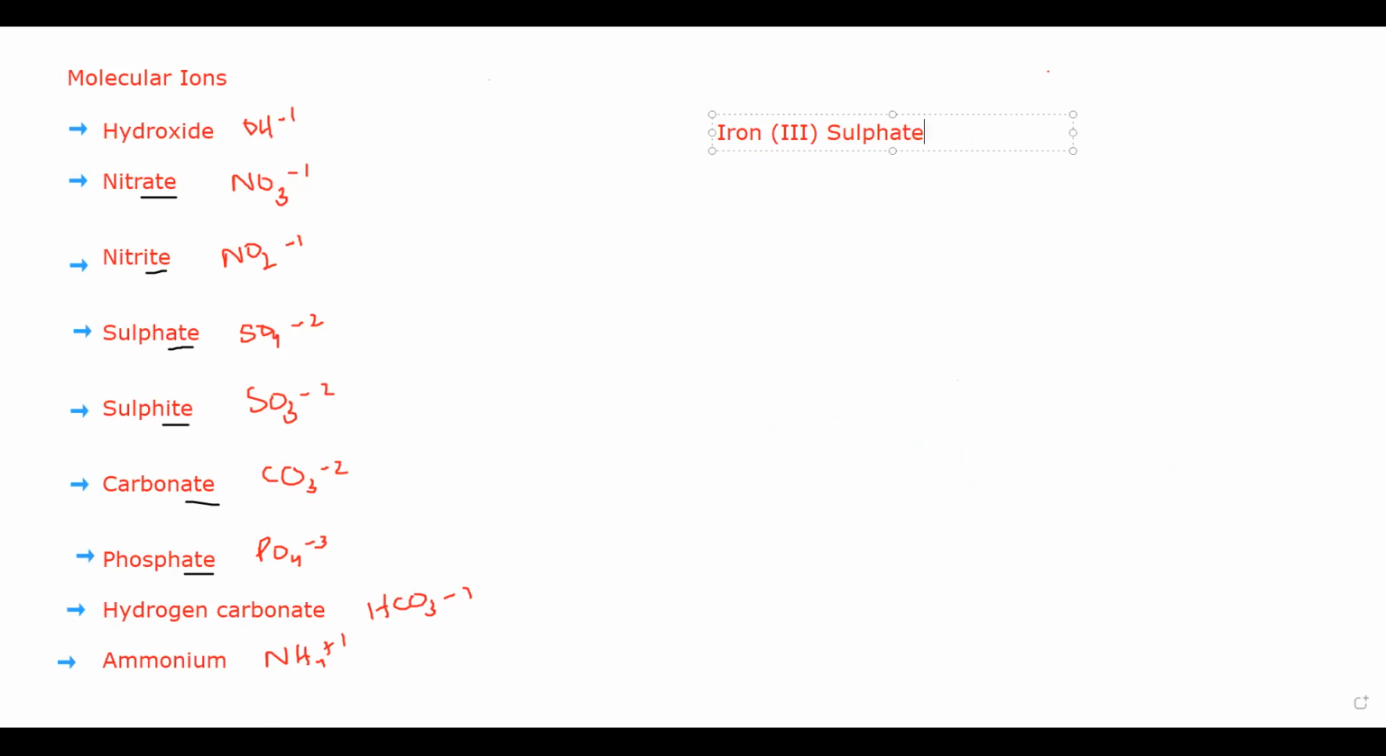So iron 3 sulfate, iron is Fe, and this 3 is actually the charge of the iron. So iron is Fe, which is +3, and sulfate is SO4 with the charge -2. So what will be the chemical formula for iron 3 sulfate?